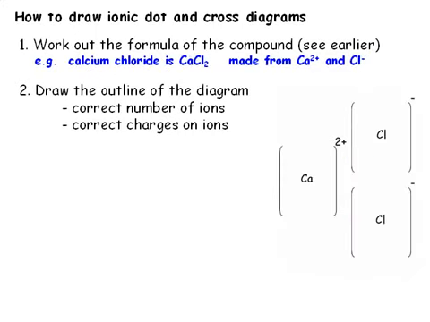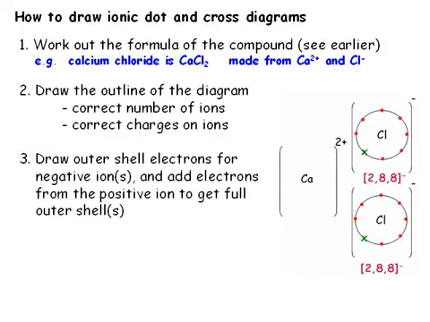Here's another worked example. Hopefully you're getting the hang of how this works. Firstly, from the name to the ions, Ca2+ and Cl-, so the formula is CaCl2. We needed 2 chloride ions and 1 calcium ion.